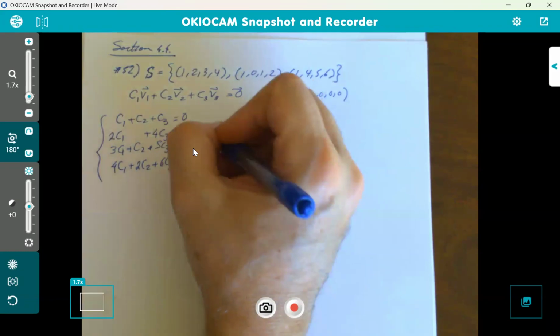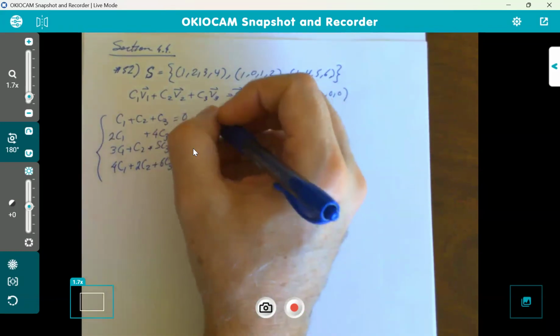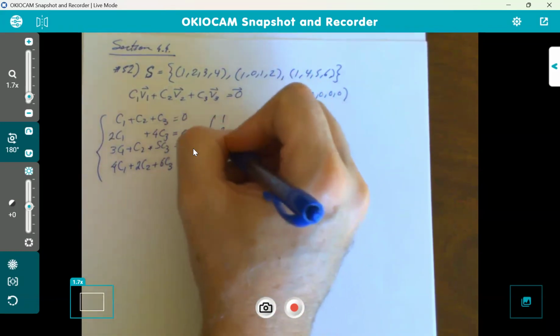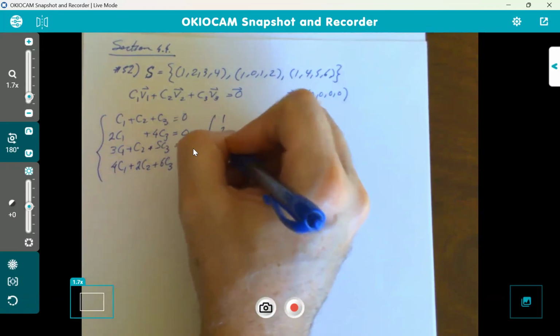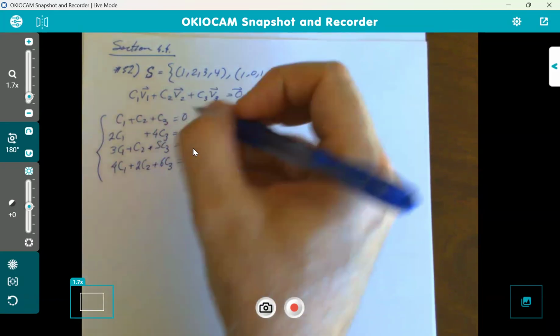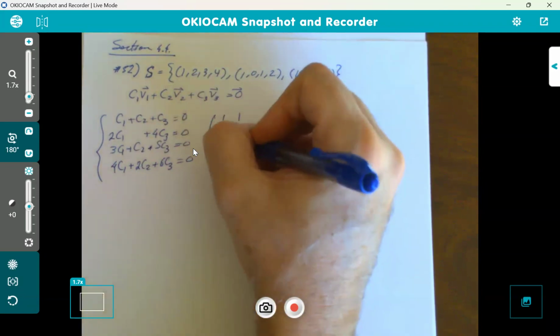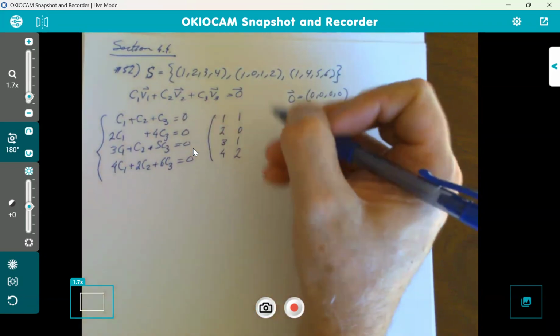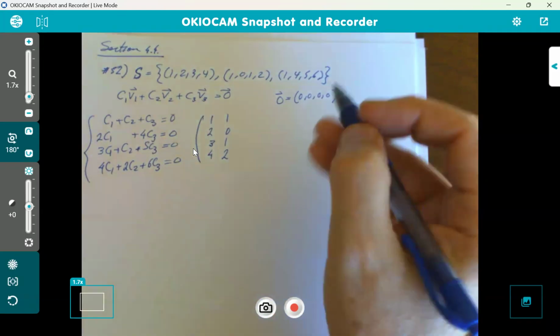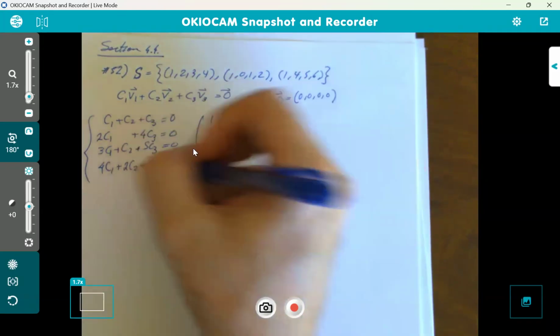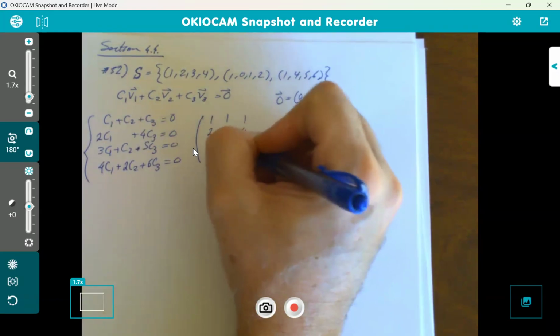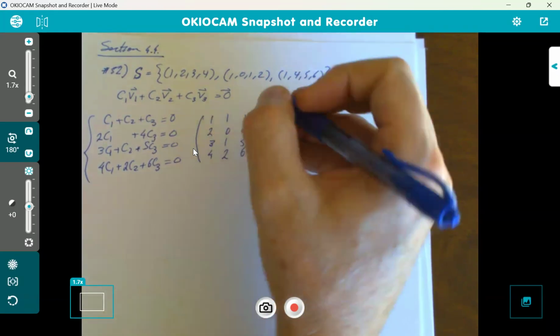Now, first, the matrix is going to be 1, 2, 3, 4, right? 1, 2, 3, 4, first column. Then next column is going to be 1, 0, 1, 2. The next column after that is going to be what? 1, 4, 5, 6. This one.